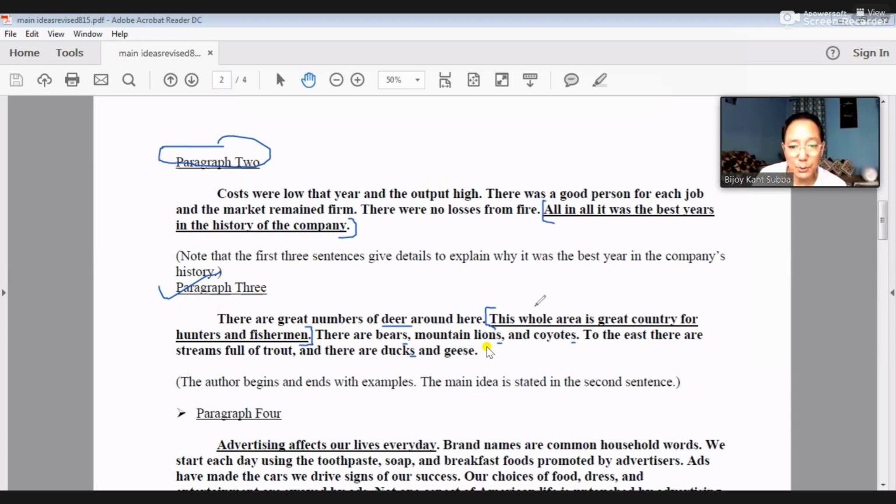Our main point though, this area is very good for hunters and fishermen. Why? Because there are a number of deer, okay? There are bears, there are mountain lions, there are coyotes. To the east, there are streams full of trout, fish, eh? And there are ducks and geese. So these are all examples suggesting that this area is great for hunters and fishermen.